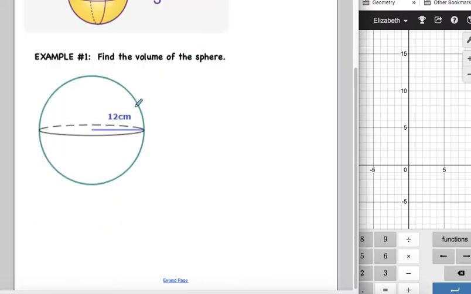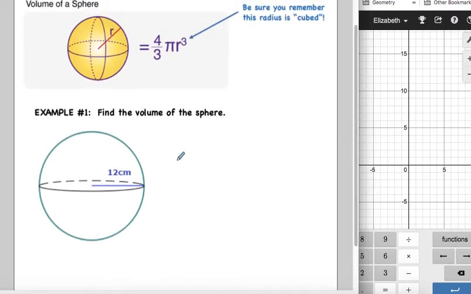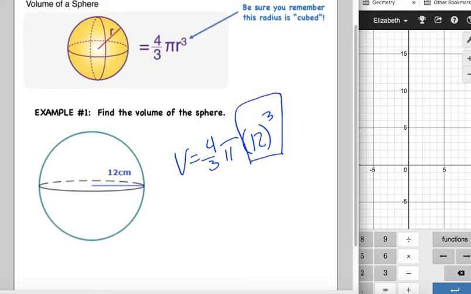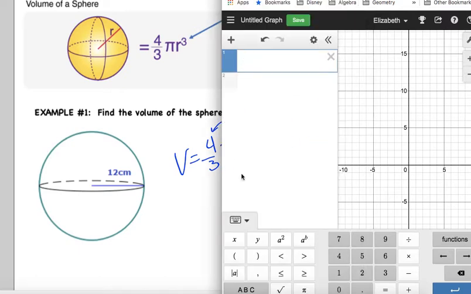So here I have a sphere and the radius is 12. We want to find the volume of it. So 4/3 pi times the radius of 12 cubed. Now the radius is the only part that gets cubed, so I'm going to do that first, and then multiply by 4/3, and then multiply by pi. So the 12 is getting cubed. So 12, and then a to the b, and then the 3 to get that power of 3.